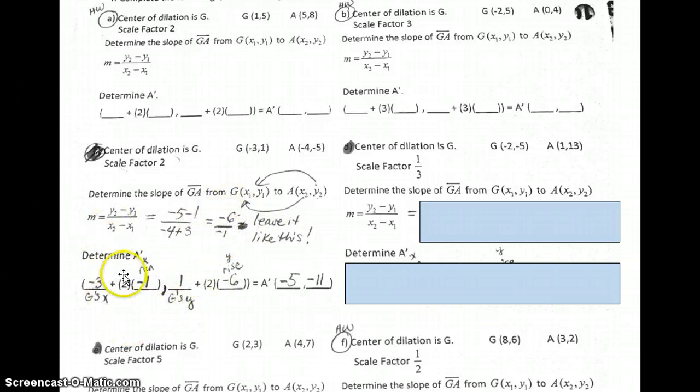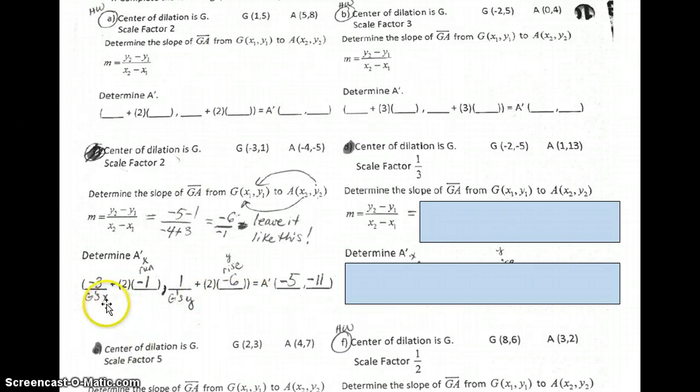So what's going on here? They gave you a blank spot here and then +2 times a blank spot. That was a comma. And then they have a blank spot +2 times something here. They're telling you these are the coordinates for what's going to give you A prime.